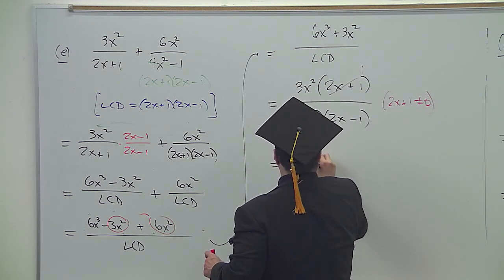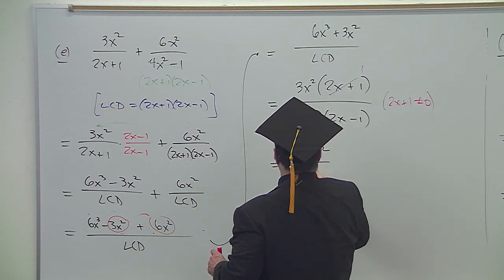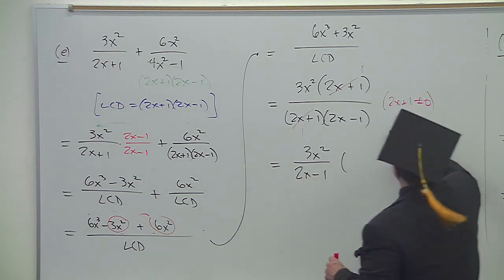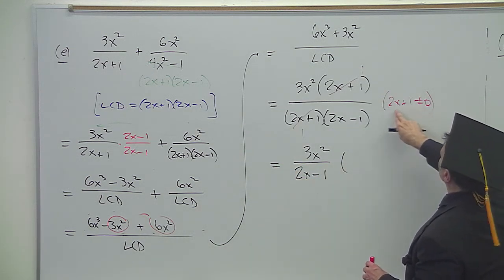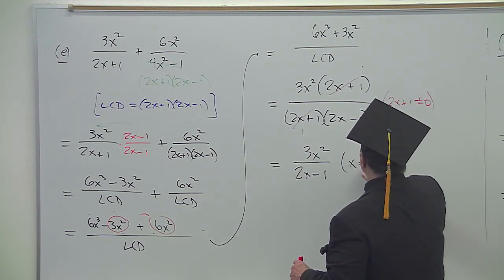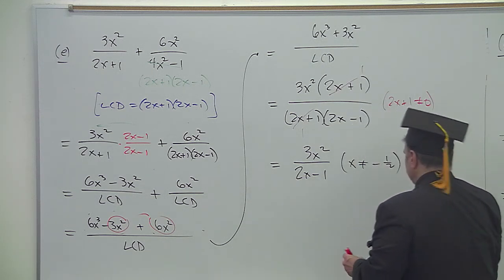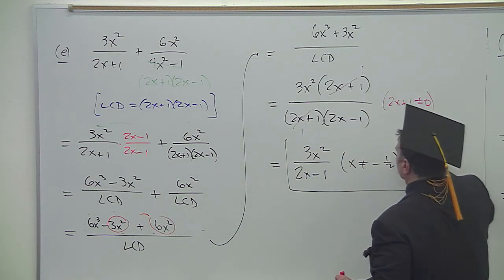Simplifying this out, we get 3x squared over 2x minus 1. And then this is equivalent to saying that x is not negative 1/2. And that's our answer.